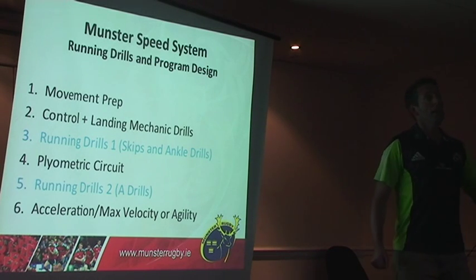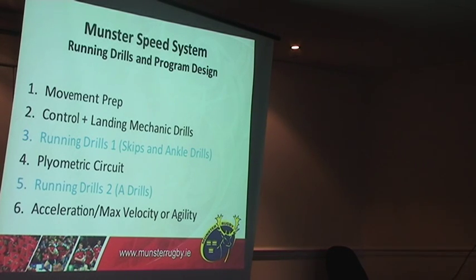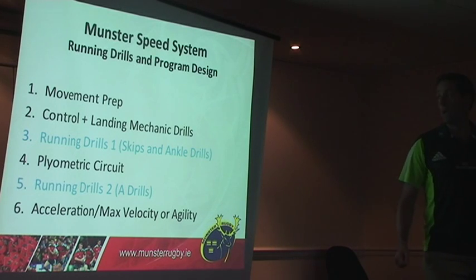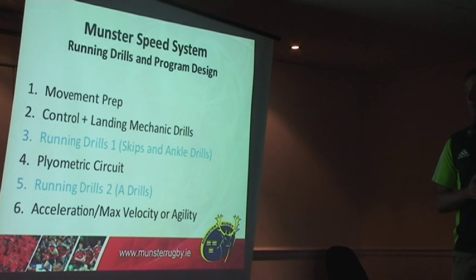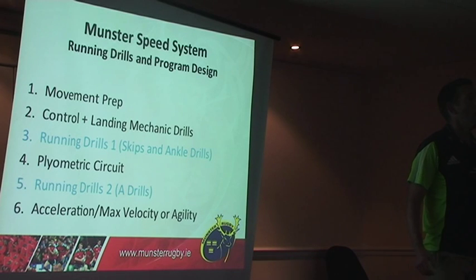For example, if they're showing red flags and they're showing elements of fatigue, yes, they'll do movement prep, they'll do control and landing mechanics, they'll do the running drills, they'll do a version of the plyometric circuit, but they will do a version of it. They may do the running drills over a shorter distance, and they may do the acceleration, max velocity, or agility work at a sub-maximal level, or they mightn't do it at all. So it gives us great flexibility in season to individualize and auto-regulate depending on the state of the athlete.